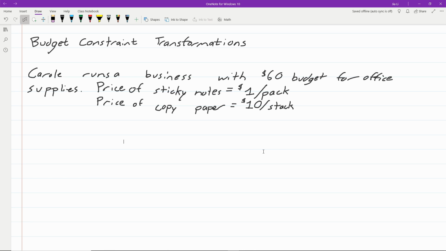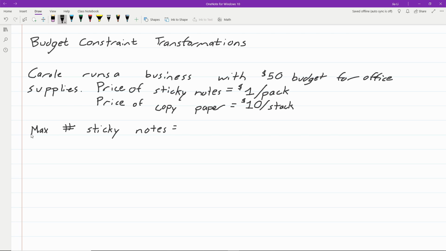So let's start with what happens if instead of this being $60 budget, what if we only had a $50 budget? Let's go ahead and analyze this in the same way that we did when we first worked with these numbers. We first calculate the max amount of sticky notes that she can buy on her budget and the max amount of copy paper that she can buy on her budget.